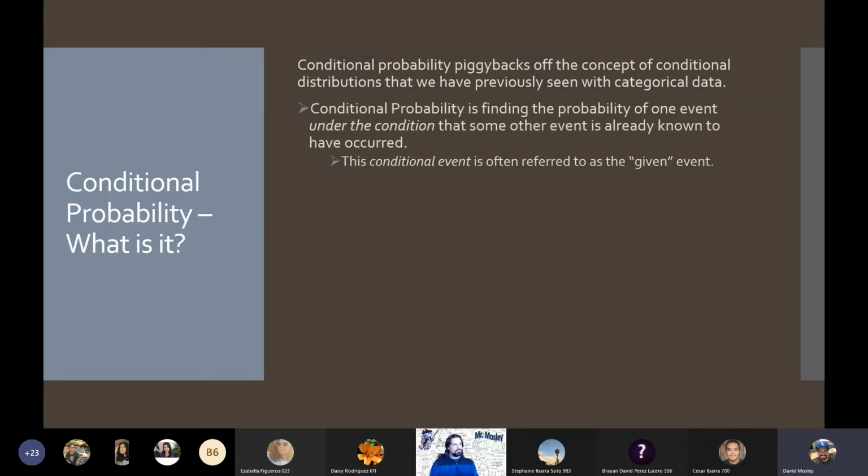Conditional probability is finding the probability of one event under the condition that some other event is already known to have occurred. So I know one thing already happened. What's the probability of this other thing also happening? The conditional event is often referred to as the given event. You'll see that word used sometimes.